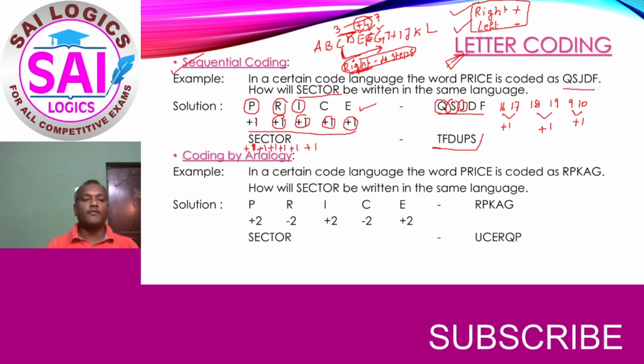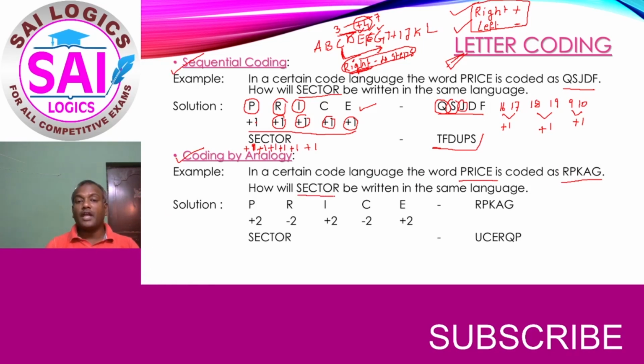And the second type of coding is coding by analogy. Analogy means there will be a logic involved in the coding that we have to observe. That logic may work in both directions or in one direction. Now see the question. In a certain code language, the word price is coded as RPKAG. Then what is sector coded in the same language?